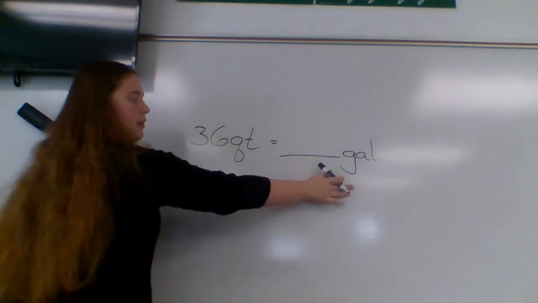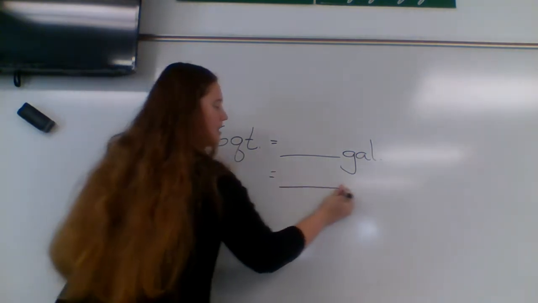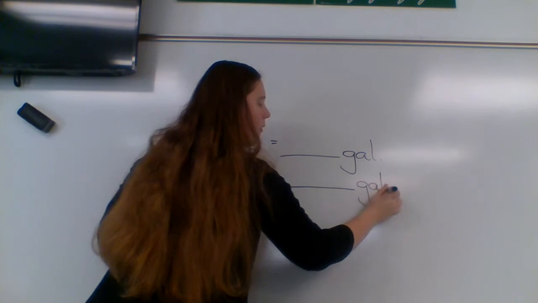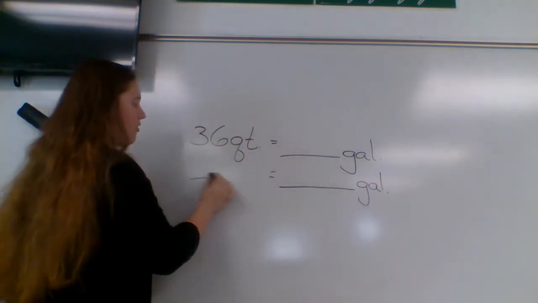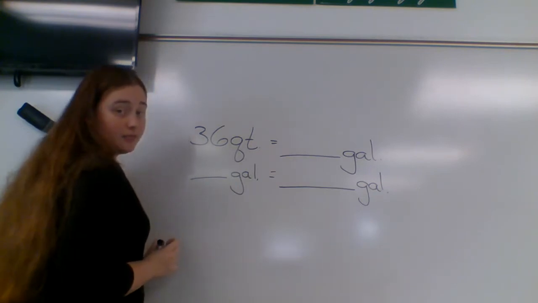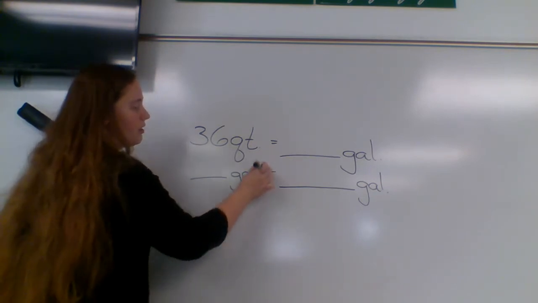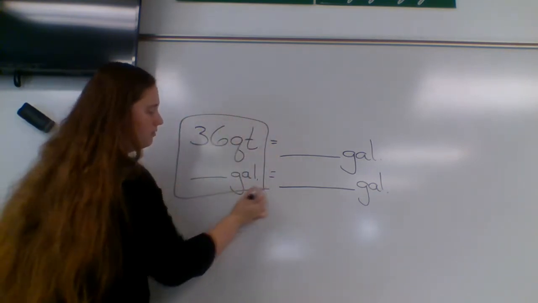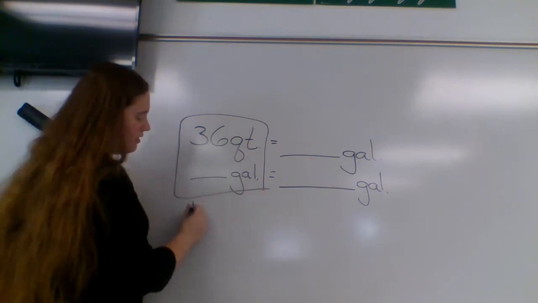And since I'm putting it to gallons, I'm going to go ahead and copy this equals gallons down here. And right here, I'm changing that 36 quarts to blank gallons. Go ahead and box that. And steps 1, 2, and 3.